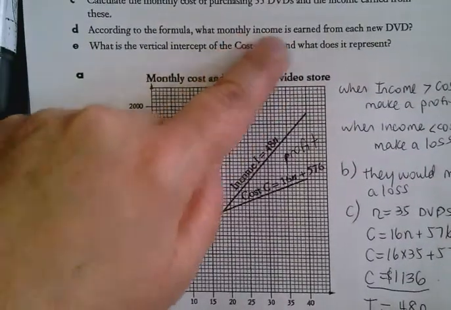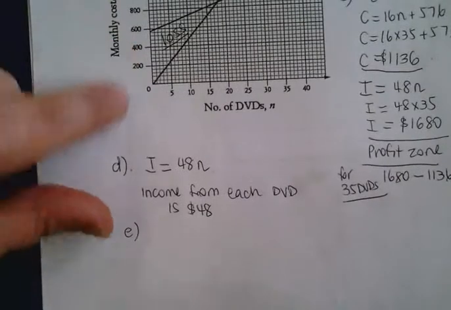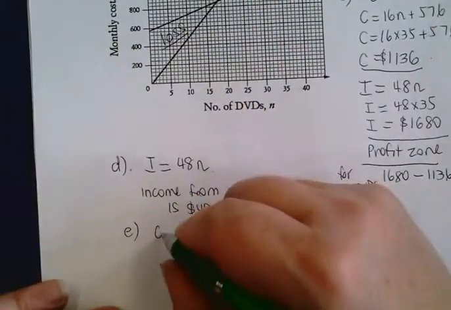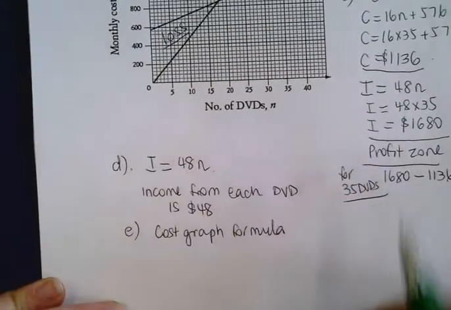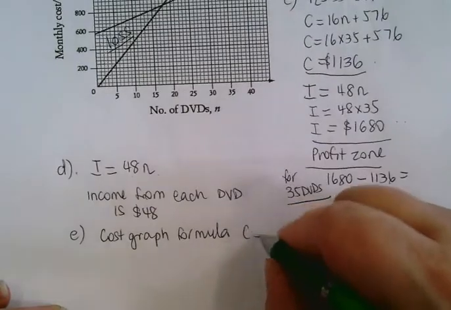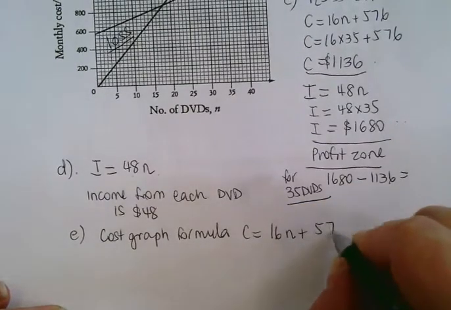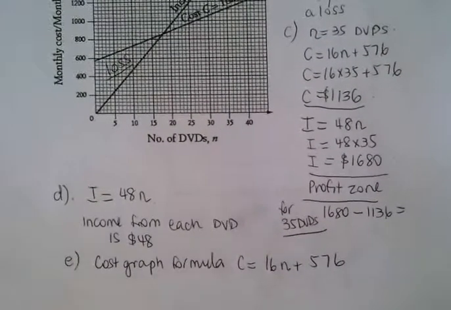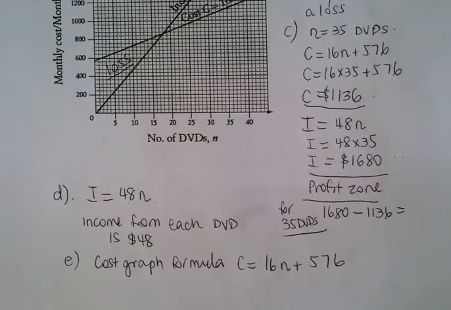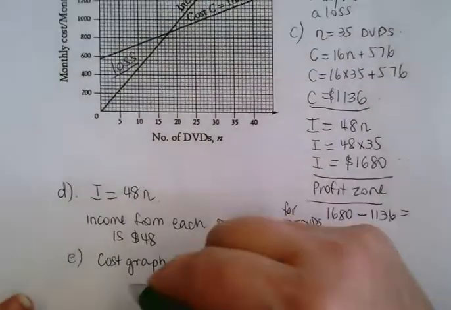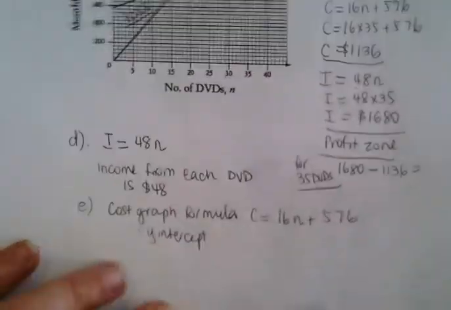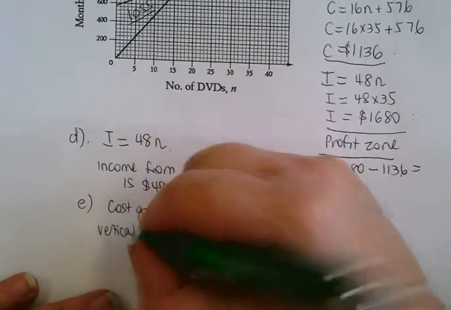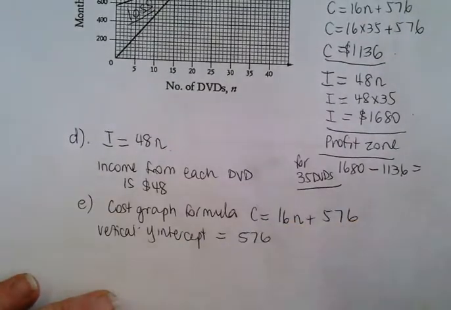So what is the vertical intercept of the cost graph, and what does it represent? Now, here's the cost graph. The cost graph formula is C equals 16N plus 576. What does it represent? Just think of what the constant represented in our last example, the $1,200. What do you think the 576 represents? So the y-intercept, or the vertical intercept, is 576. And that's a constant.